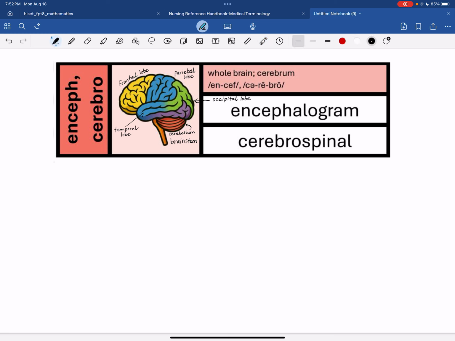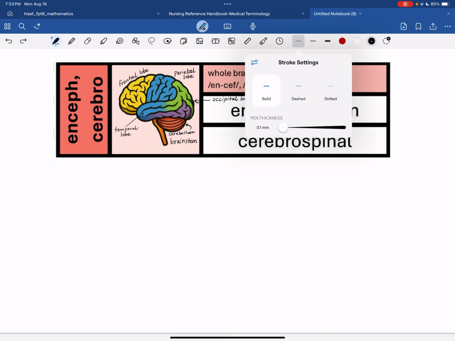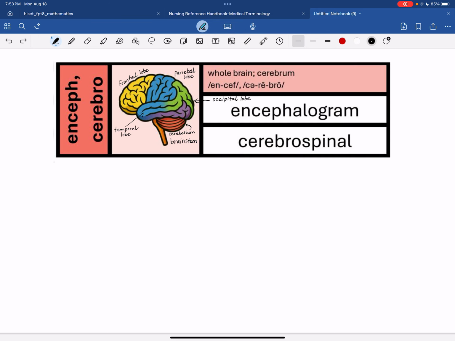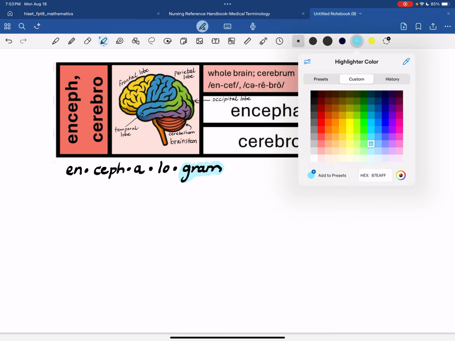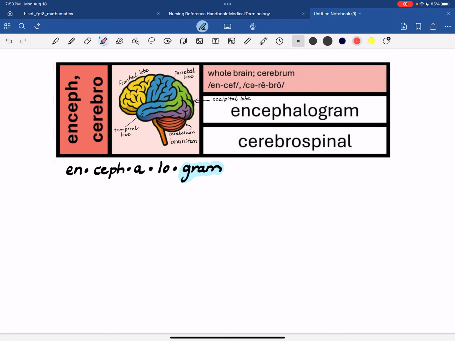Okay, an encephalogram. Now I need a little bit darker pen. Not that dark. Sorry. When I enlarge the picture, I have to shrink the pen. So we have Enceph, gram. So my root, actually I've got suffix first because I have blue. My root is going to be Enceph or Encepha.